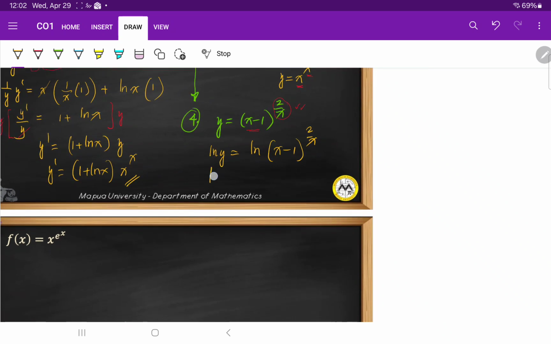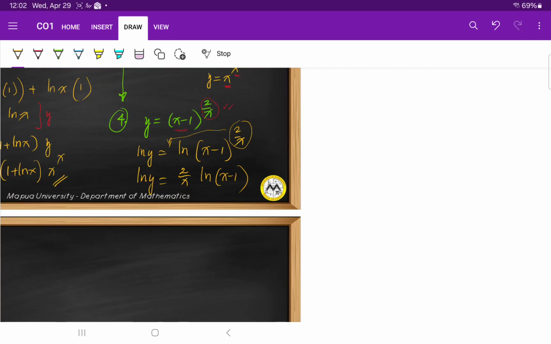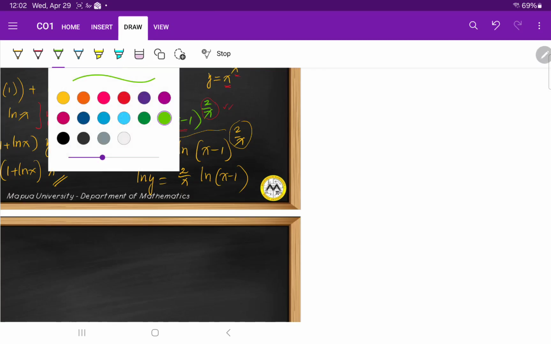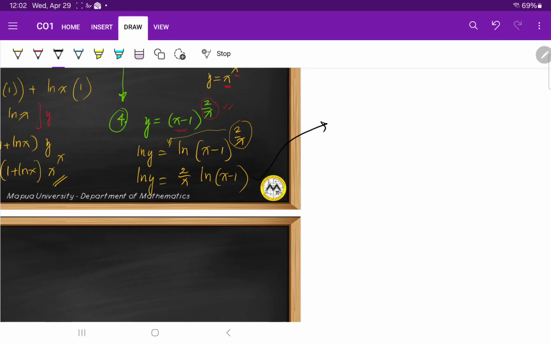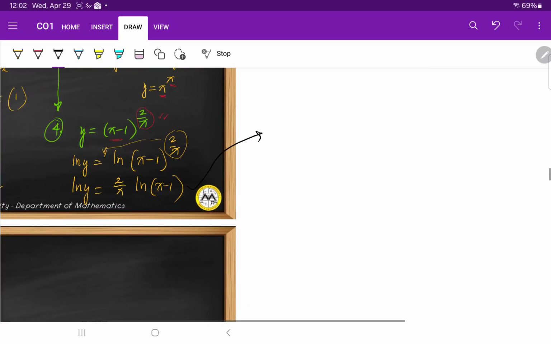So if you simplify, you have ln of y equals, you can bring this down, so you'll have 2 over x times ln of x minus 1. So ln of y is 2 over x times ln of x minus 1. Let's continue on this side. So the next step after this is to what?